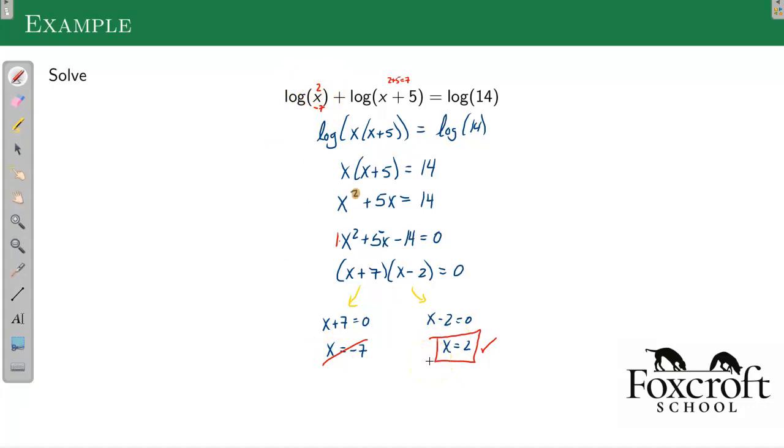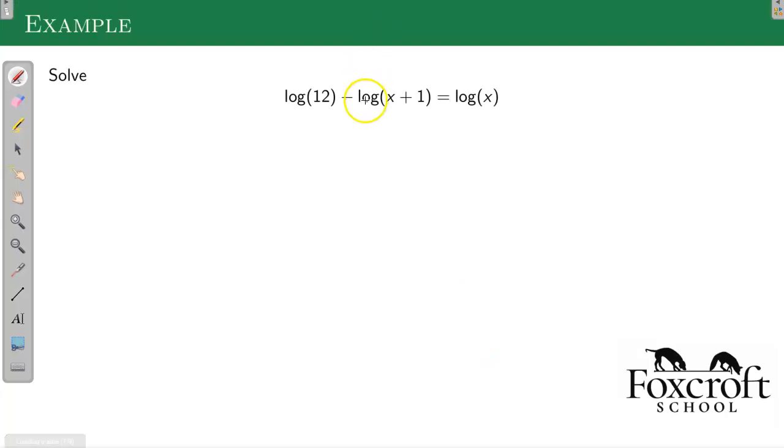That final step of making sure you cross out any extraneous roots is how you're going to get full credit for these logarithm equations. Next equation. We see there are multiple logs, so again, we have to use our rules for logarithms to combine them. We have this minus sign, so when we have a minus sign, we divide the two insides.